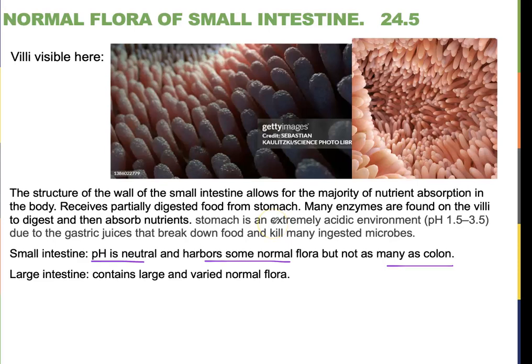The small intestine is really designed to do all the digesting and the absorbing of the nutrients that we eat. The surface of the small intestine looks like this. It has tiny finger-like projections called villi, and the villi exist to increase surface area so that the nutrients from the food can be absorbed all along the villi, right?